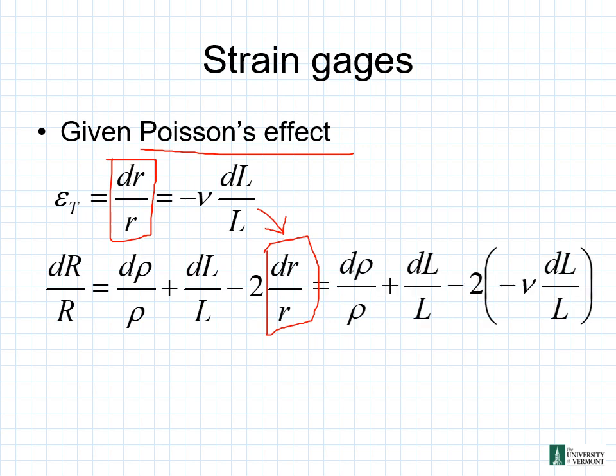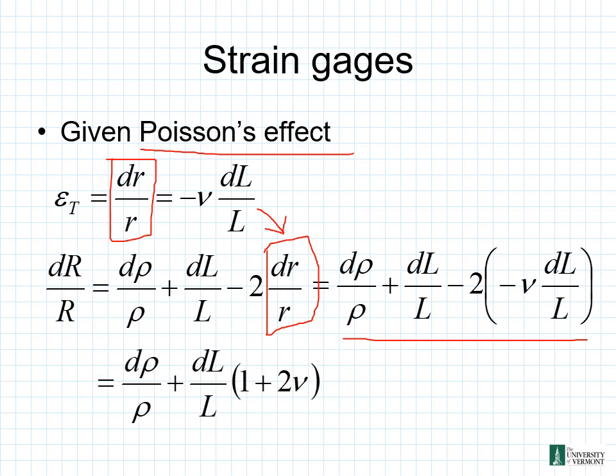When we do that, we end up with this expression over here on the right: d rho over rho plus dL over L minus 2 times negative v times dL over L. We can reduce this down a little bit, and we see we have d rho over rho plus dL over L times 1 plus 2v, which is also equal to d rho over rho plus our epsilon here times 1 plus 2v.